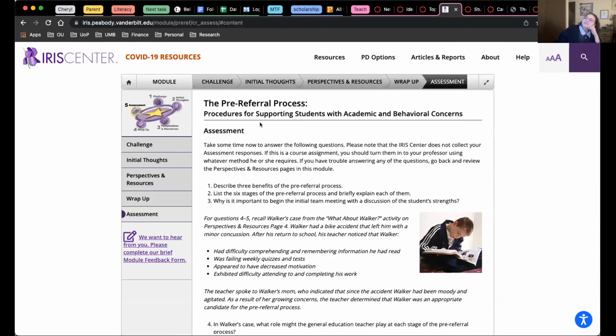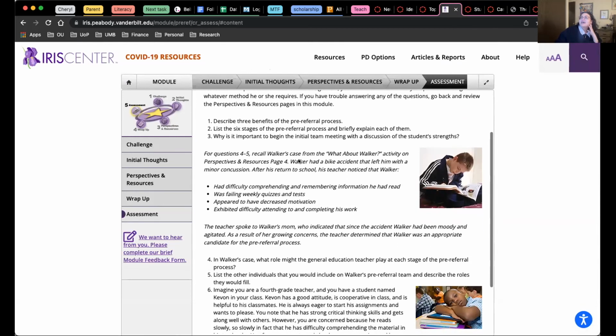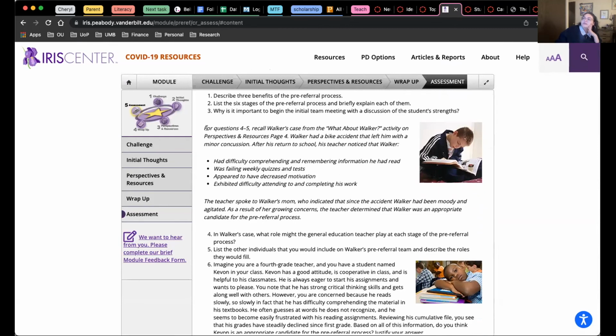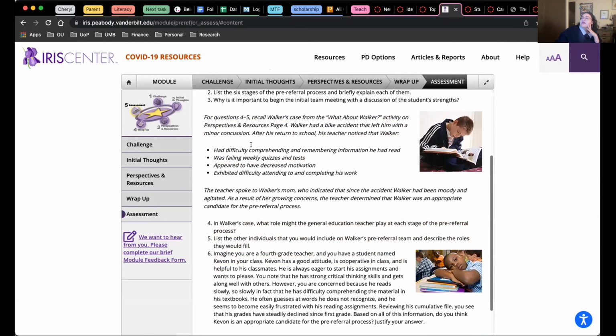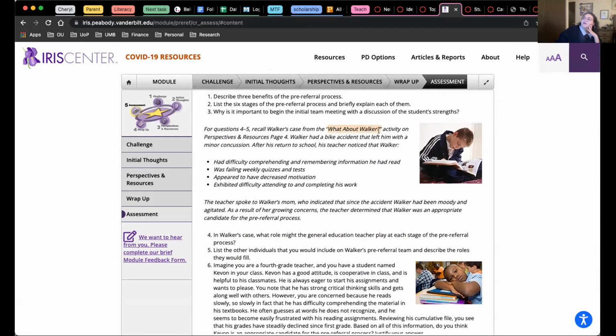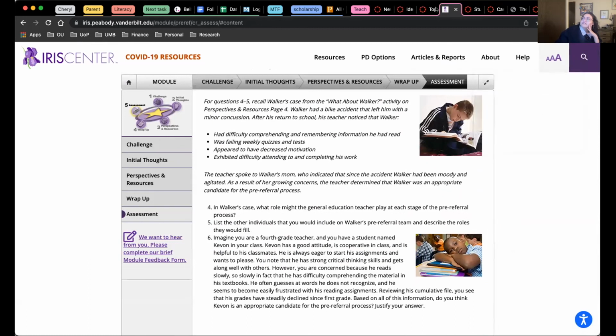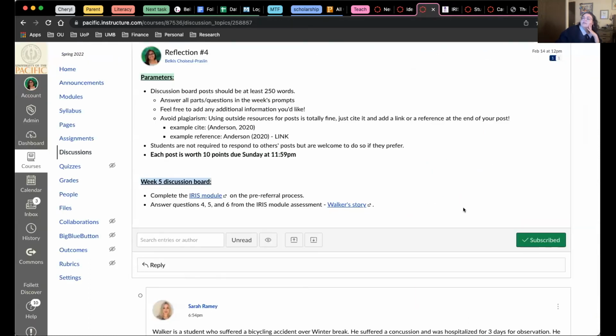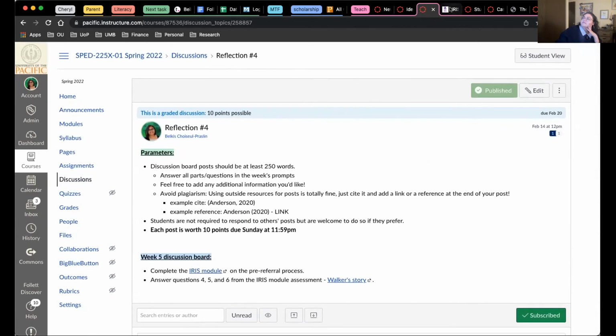The very last page of this module is the assessment page. I am asking you to begin here, looking at questions 4, 5, and 6, right there. It is based on one of the case studies they use for What About Walker. It starts on page 4 of this module. And then you're going to answer the questions 4, 5, and 6 in your post. And I am very much looking forward to your responses.